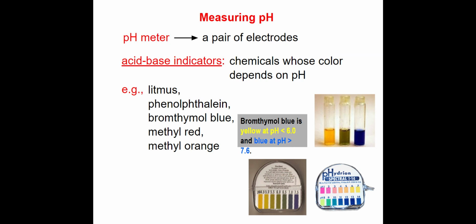So it tells you right there that bromothymol blue is yellow when it's at a pH of less than 6 and blue when it's at a pH of greater than 7.6. So if we had something that was going to change within that range, we might want to choose that as an indicator.